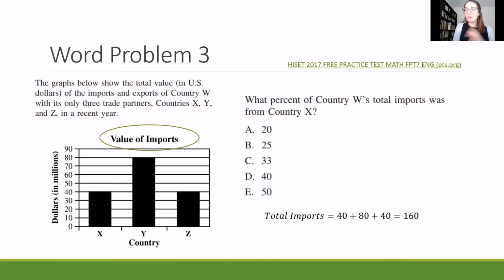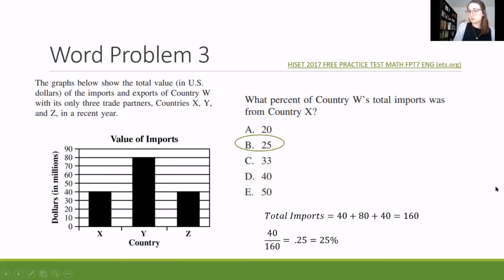So I need to look at what country X is of that total amount of 160. So if I look at country X again, I see that it is 40. And so I'm going to say, what's 40 out of the total of all the imports, which is 160? And I can divide those out. And when I get the answer 0.25, I need to convert that into percentage, which is 25%. So that leaves me with letter B.